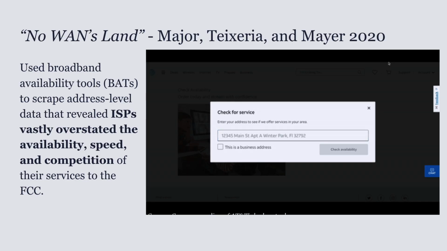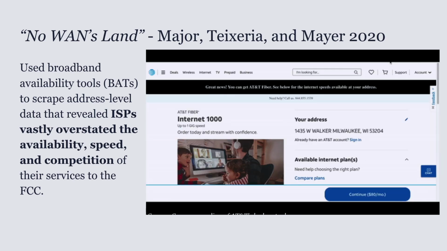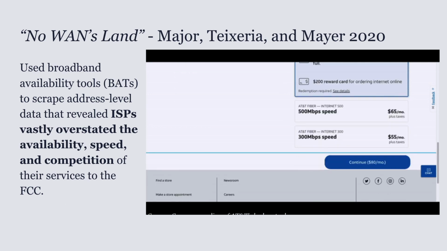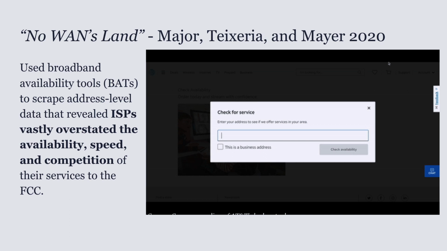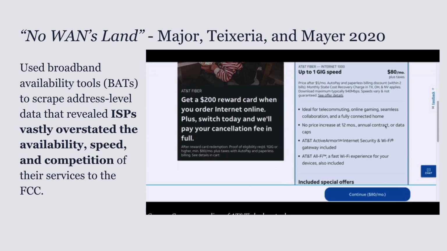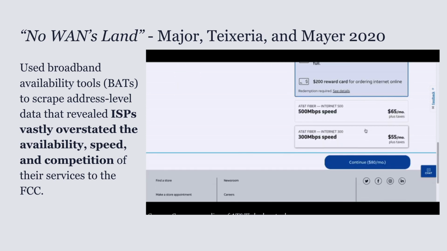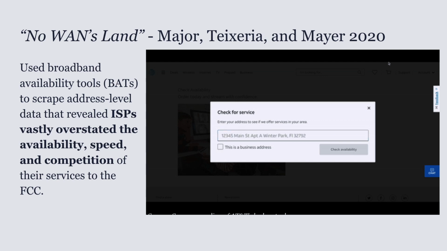We originally sought to reproduce an academic study by three researchers from Princeton University. What they did is they went to the websites of major ISPs and inputted millions of addresses to collect the availability, speeds, and prices of internet plans. And they used that data to show that ISPs vastly overstated the availability, speed, and price to the FCC, which is the Federal Communications Commission in the United States. I was originally tasked with simply reproducing it.